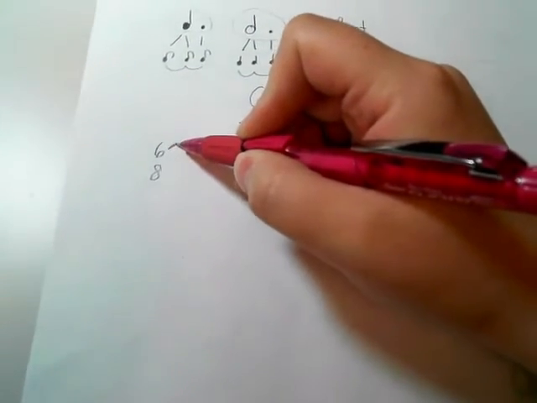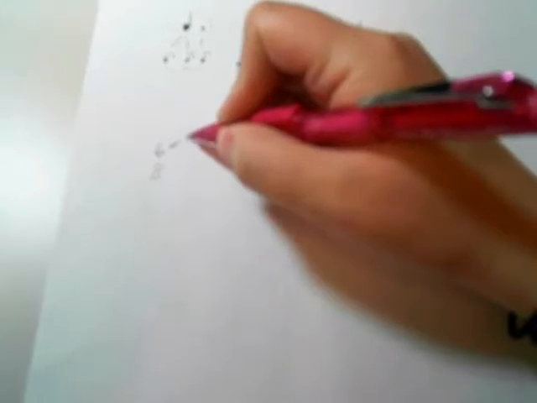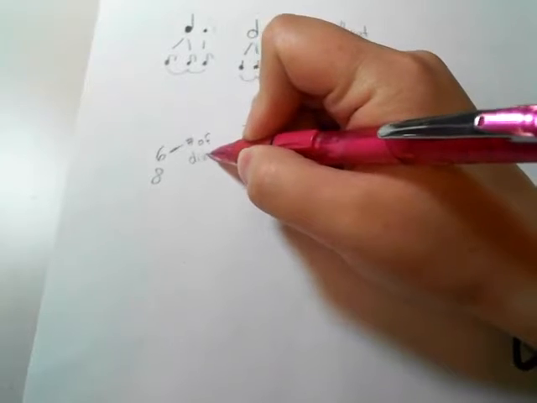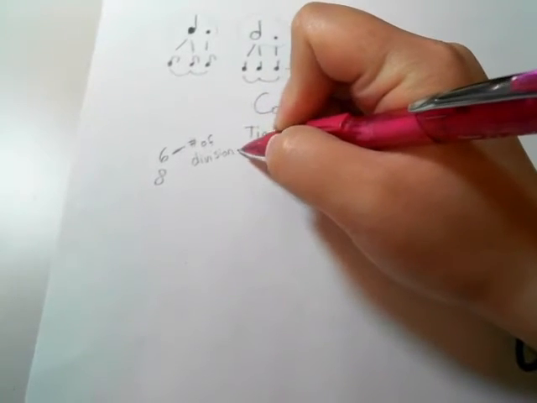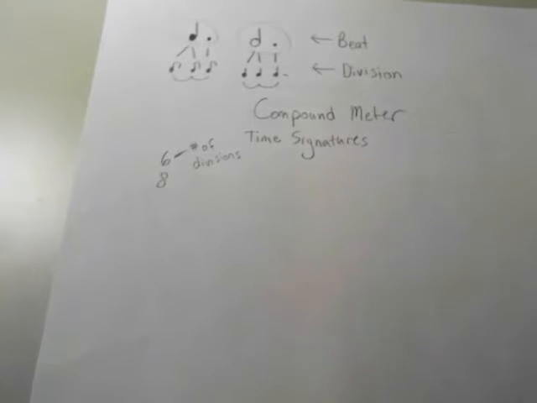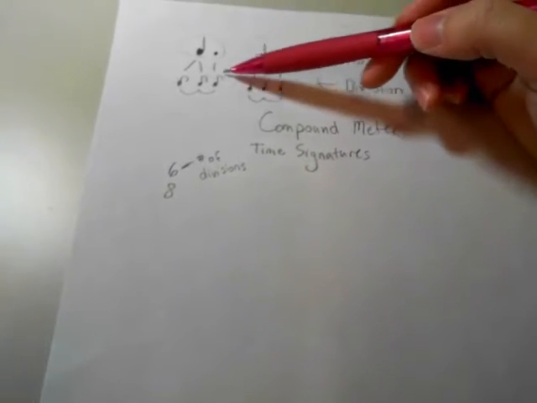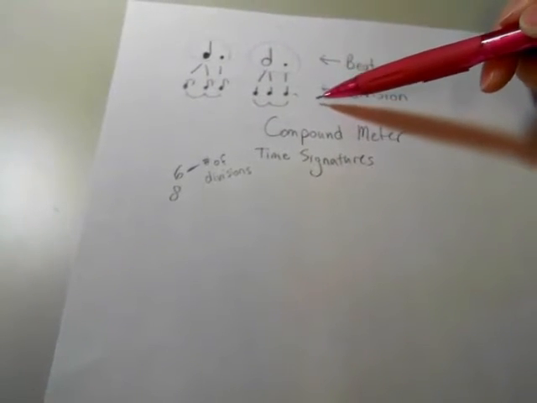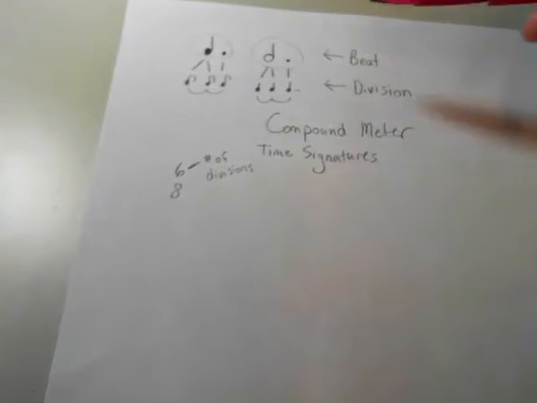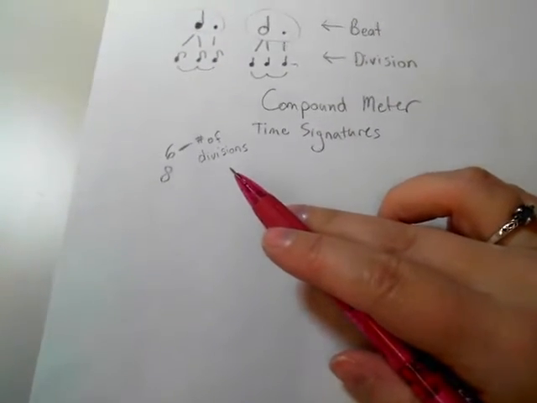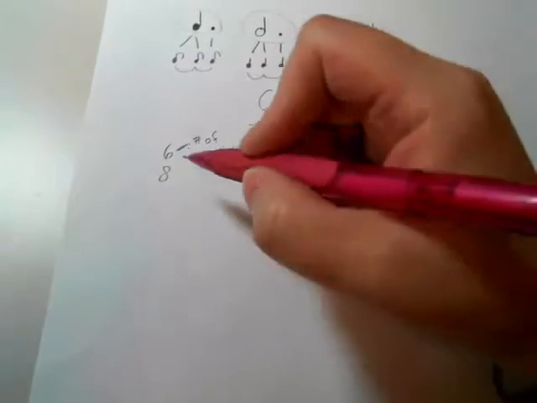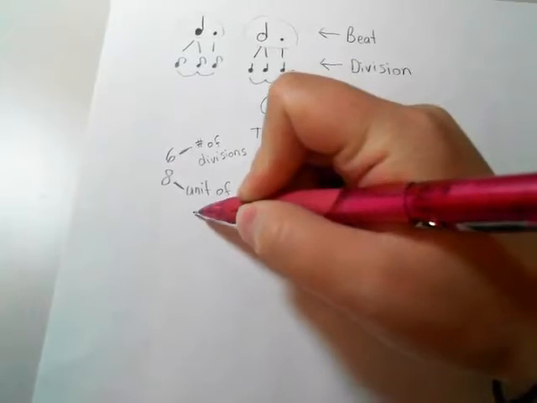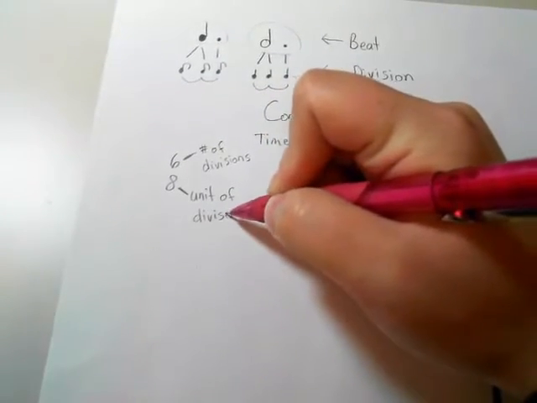With a compound meter, the top number shows us the number of, you know what I'm going to say? We're dealing with division, right? This is the number of divisions that we have. So if I'm dealing with this, I'm going to have either 6 eighth notes or 6 quarter notes in a beat, depending on what my beat is. So the number of divisions is the top number. The bottom number is not the unit of beat, but the unit of, that's right, division.